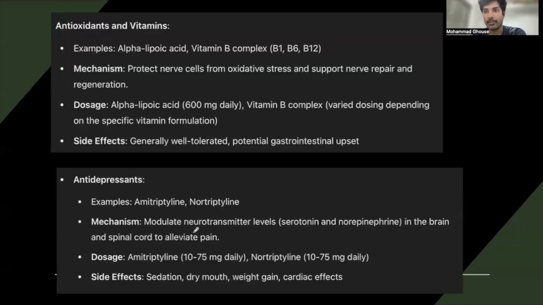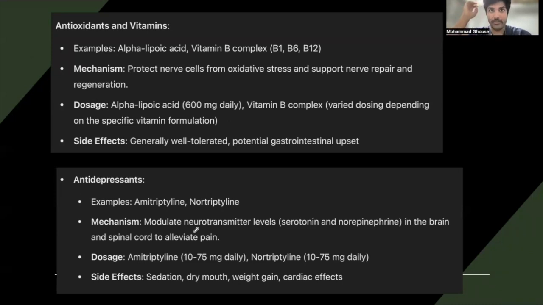Other antioxidants and vitamins include alpha lipoic acid and vitamin B complex, B1, B6, B12, commonly available as Neurobion or Neurobion Forte. Neurobion Forte has higher levels of B1, B6, and B12 compared to just Neurobion. Basically, they protect the nerve cells from oxidative stress and support nerve repair and nerve regeneration.